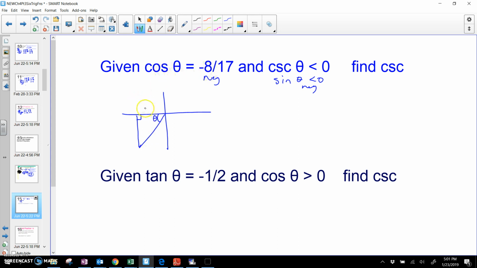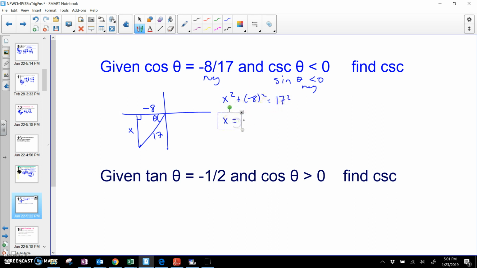Cosine is adjacent, so it's -8 this way, over 17, which is the hypotenuse. And once again, I will need to find my missing leg. So I call this x, so I'm going to do x squared plus -8 squared needs to equal 17 squared.